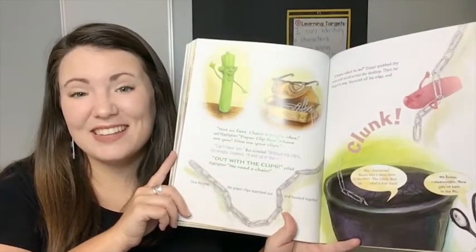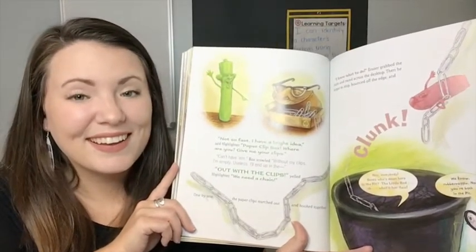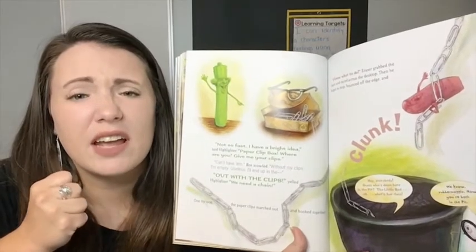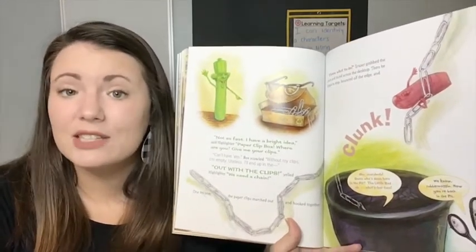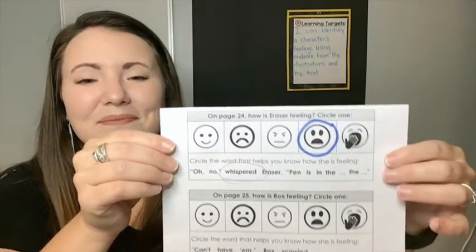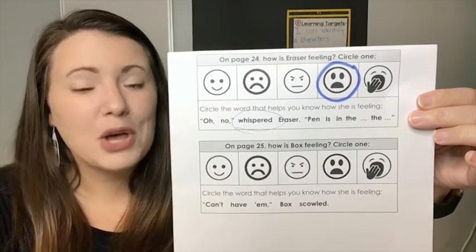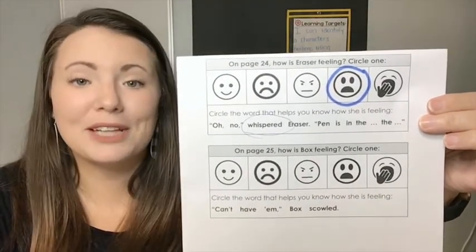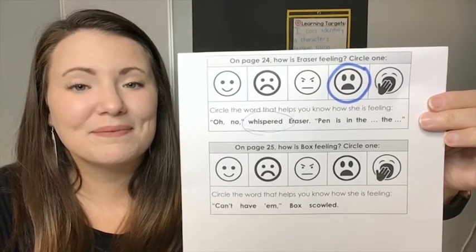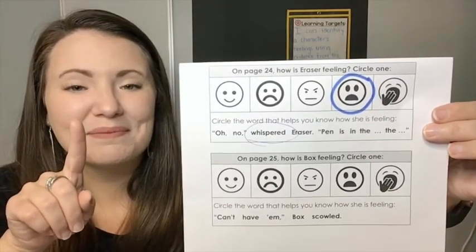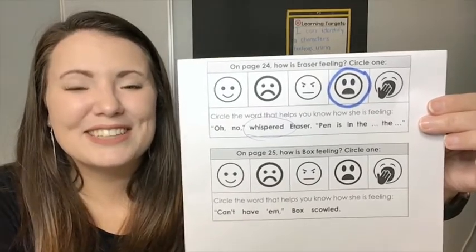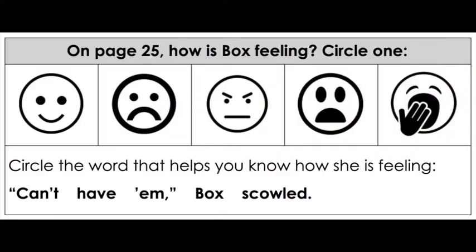Can you make that face? Yeah, I think he's kind of angry. He's scowling because he does not want to give up those paper clips, right? Let's look back at this chart right here. Look at these feeling faces again. Which one matches how Paperclip Box is feeling? Get out that magic finger. Take a look at the screen and pretend to circle the face that matches Paperclip Box.